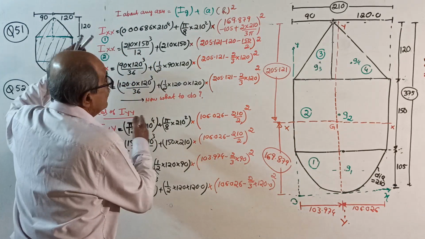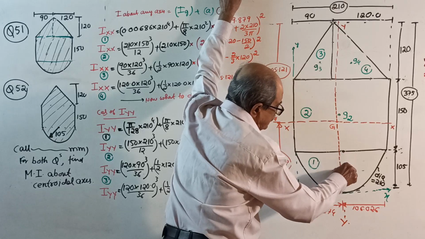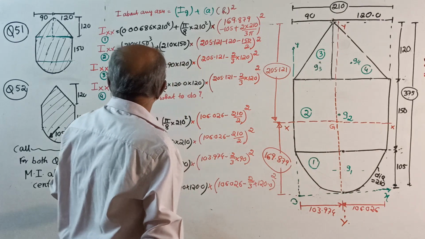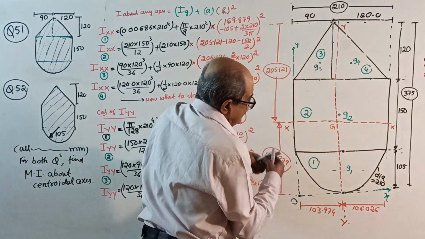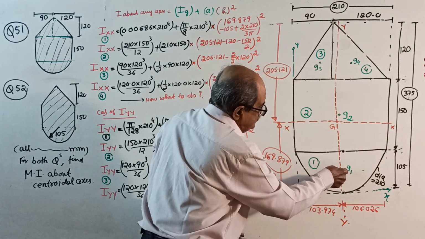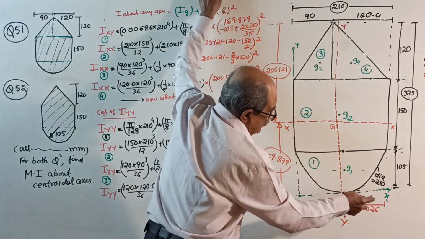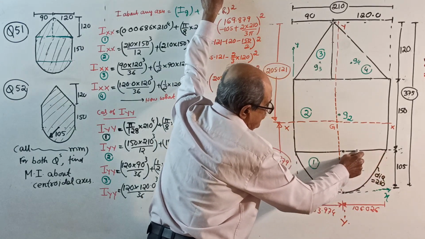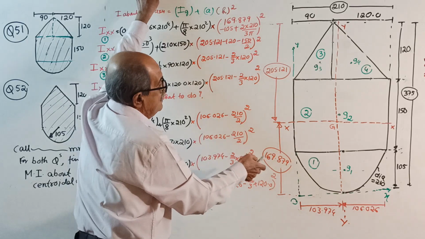Okay. I about YY. First here, about its own centroidal axis. This is symmetrical axis. So, pi by 128 into 210 power 4 plus area into, see, centroid is here, into this distance square is 106.026 minus this distance is exactly half of 210 whole square.